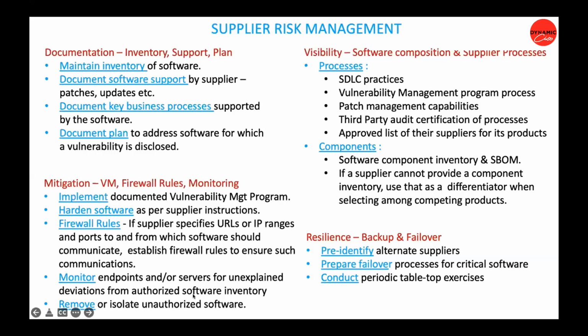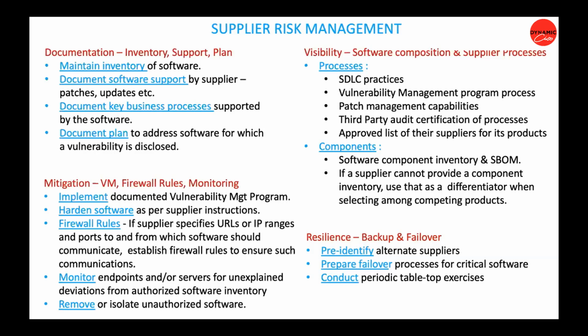Next is monitoring endpoints and all that, that is, remove unauthorized ones. Next is pre-identifying alternate suppliers. You have the Orion platform down because of the SolarWinds incident. Who is your alternative? Where do you get another supplier? So pre-identify alternate suppliers, prepare failover processes, and conduct tabletop exercises. So these are the supplier risk management processes. These all have to be structured into a legally binding contractual document with the supplier, and you enforce this.